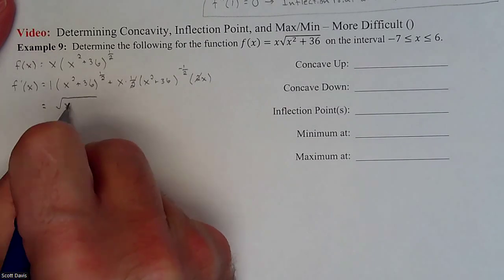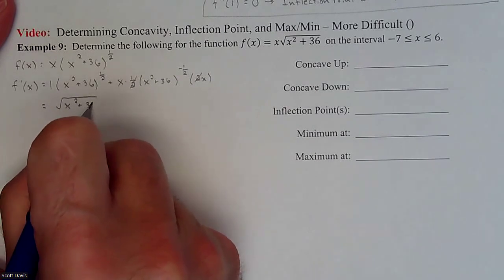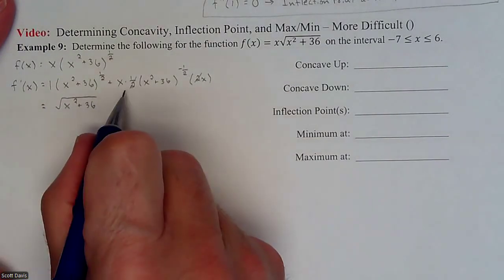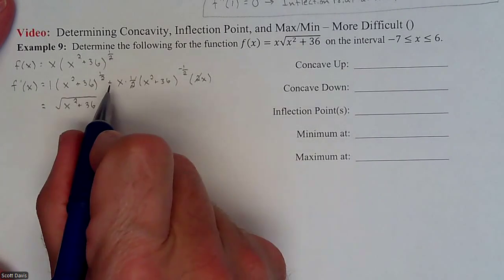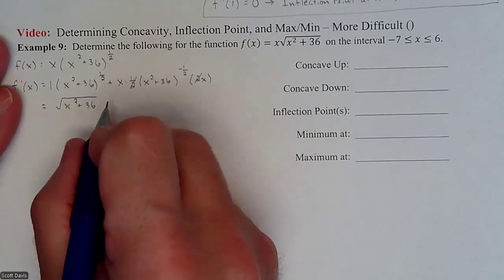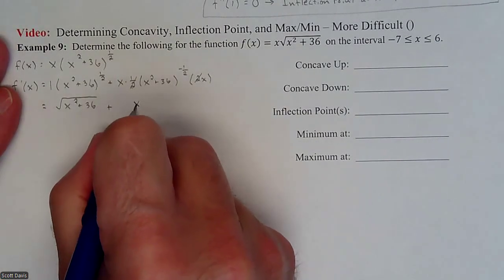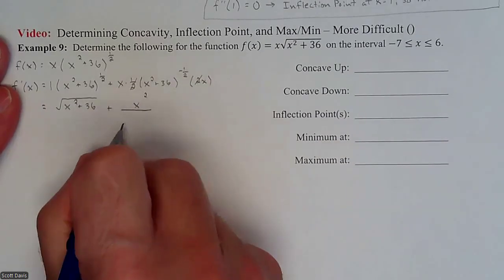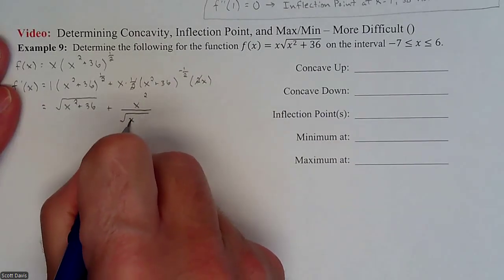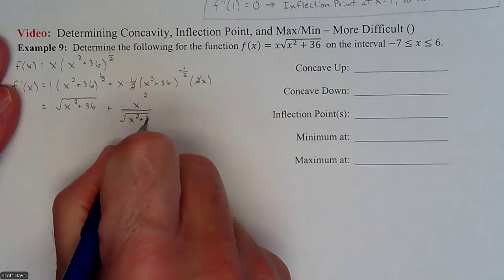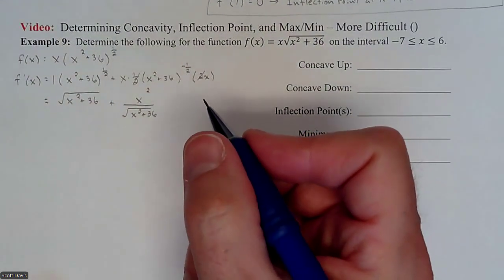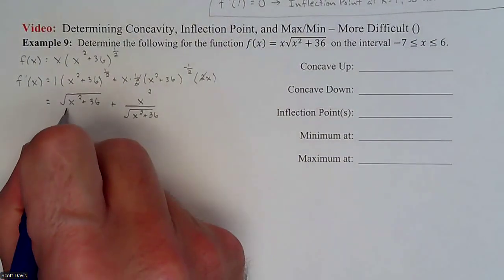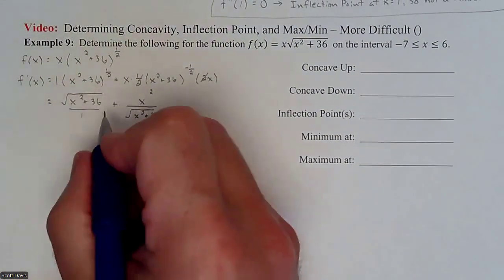So let me start pulling this stuff back into radical form. So this is x squared plus 36 square rooted. And then here we're going to have a square root, but it's going to go into the denominator. We have an x and x that's going to go into the numerator. So we're looking at x squared over the square root of x squared plus 36.